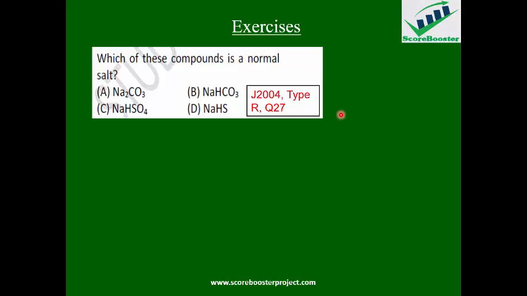Each of these compounds is a normal salt. As I have said, you just need to look at all the salts. A normal salt will not contain anything, either acid or base. So all the other compounds contain hydrogen. That is an indication of acid. It's only option A that does not contain that. So because of that, that compound is a normal salt.